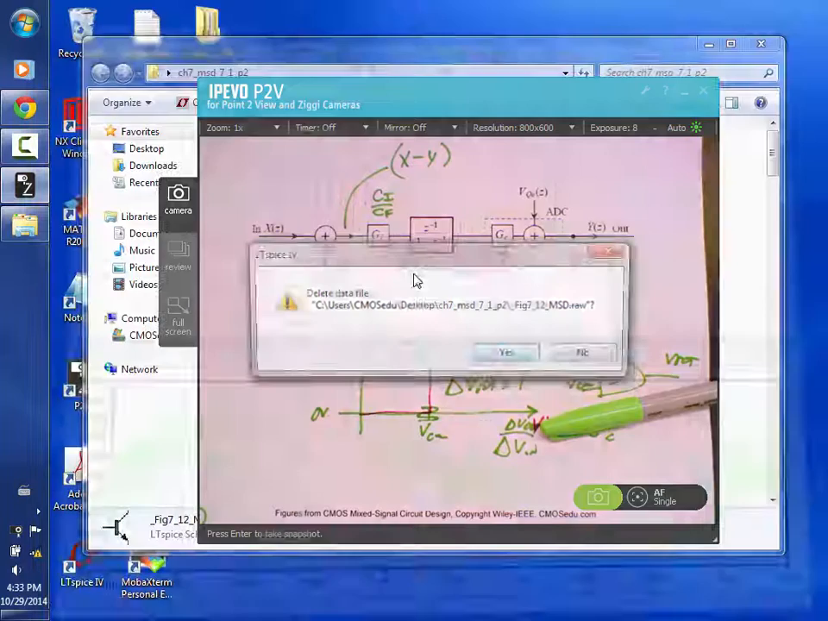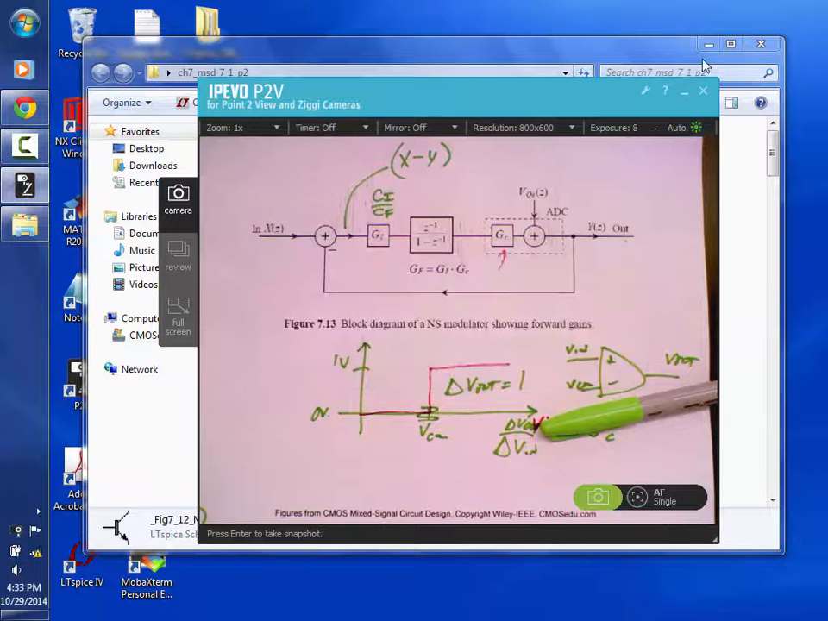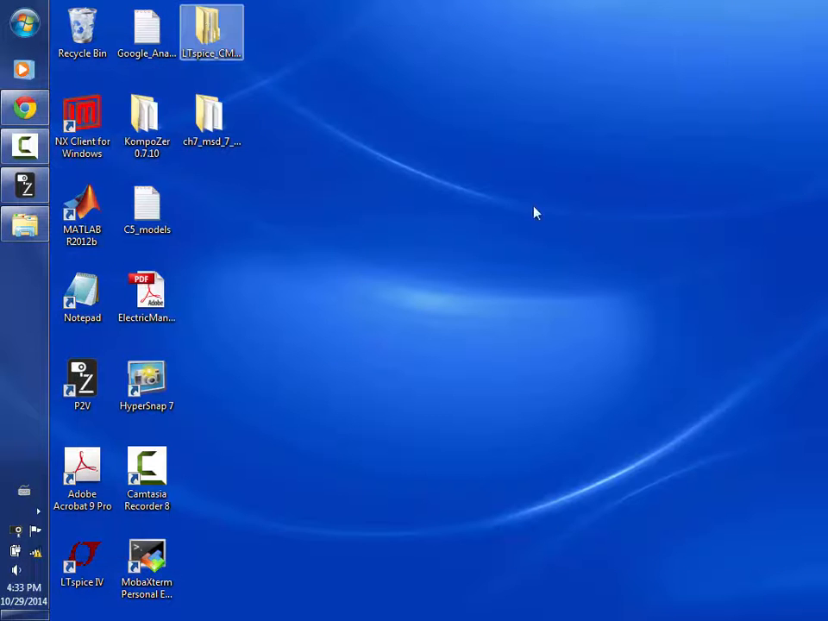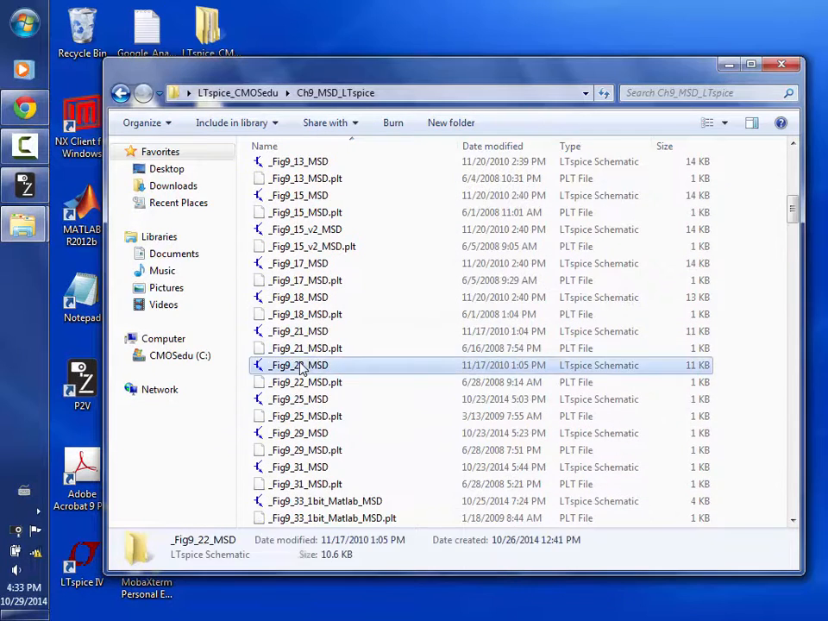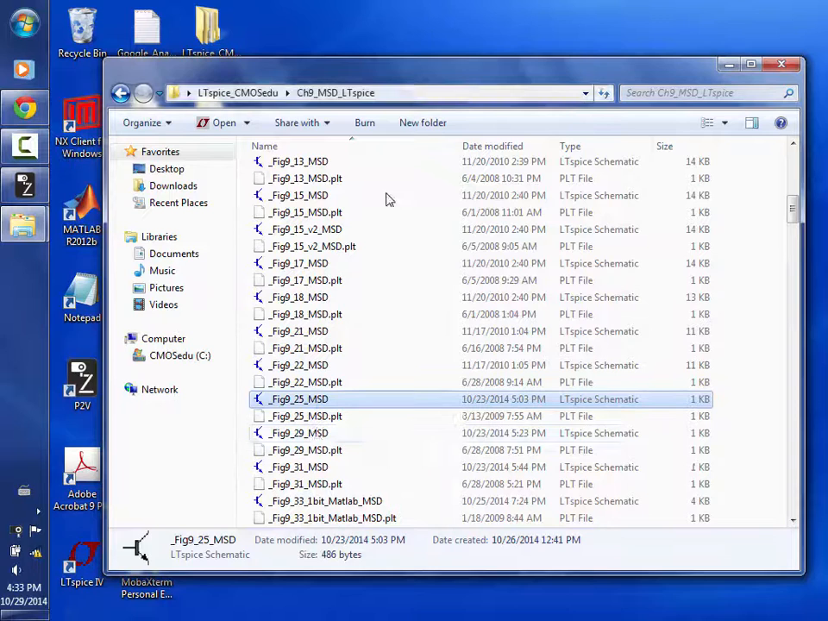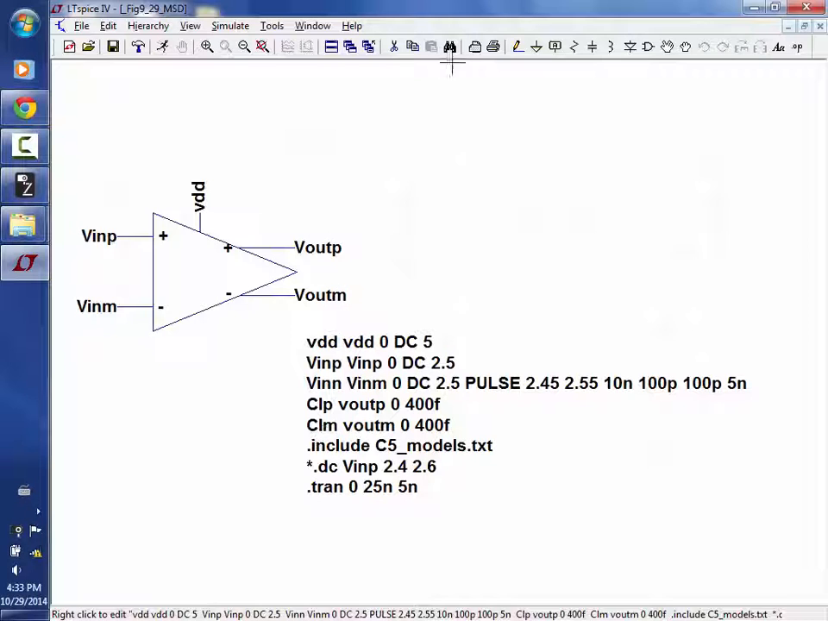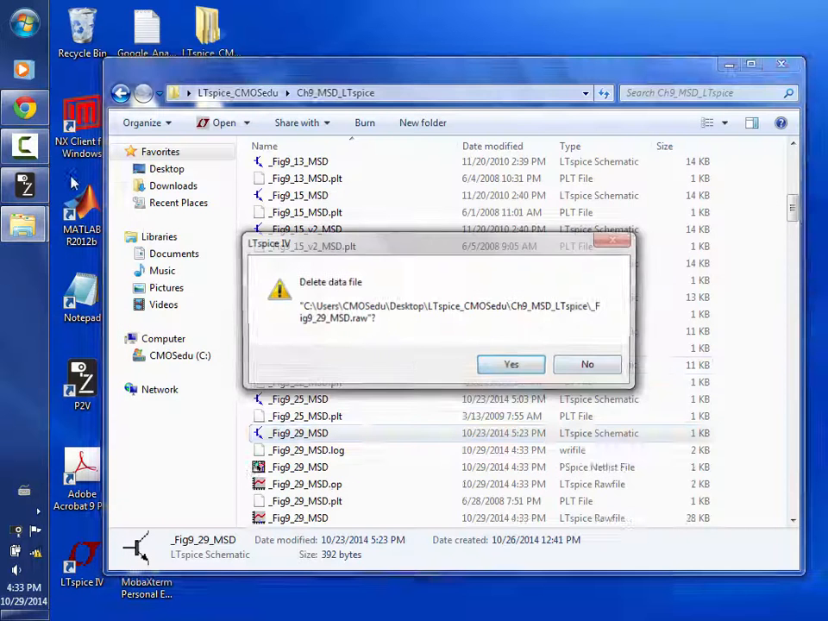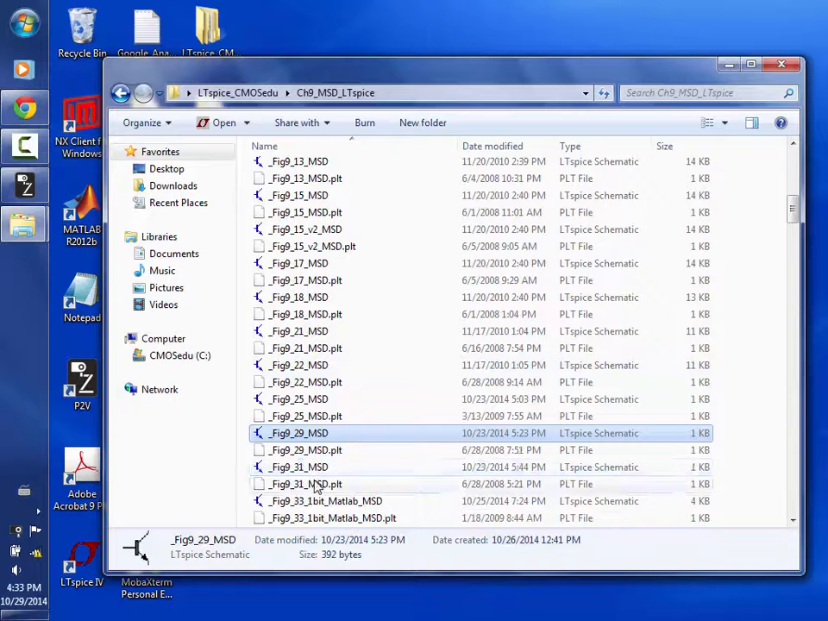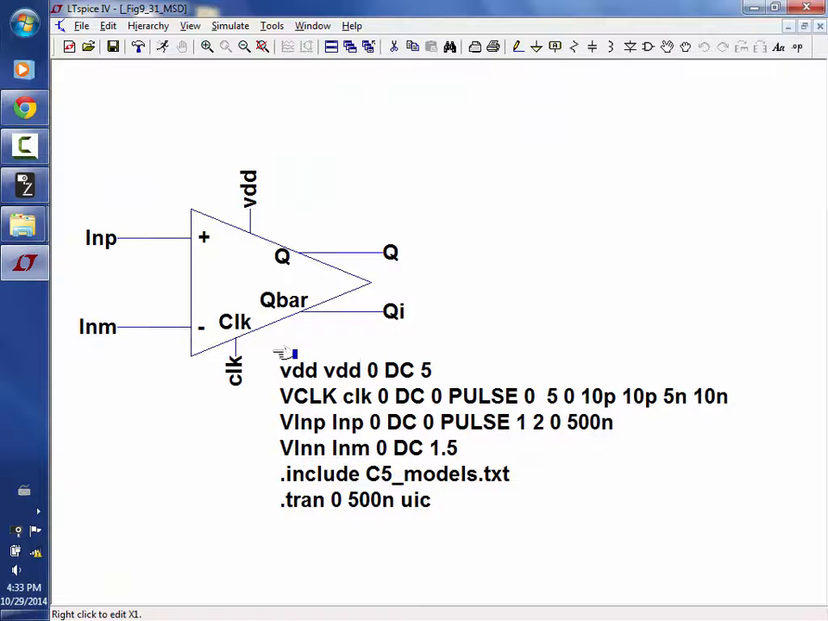If you go back to, I forget which one it is, 922 maybe? Nope. Was it 25? Nope. 29? Yeah, this one. Okay, so in this case, VNP is held at 2.5 volts and VNM is just a little pulse here. Oh wait, this is the amplifier. Yeah, so here's the clock.